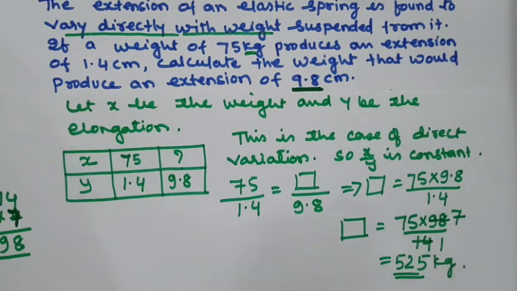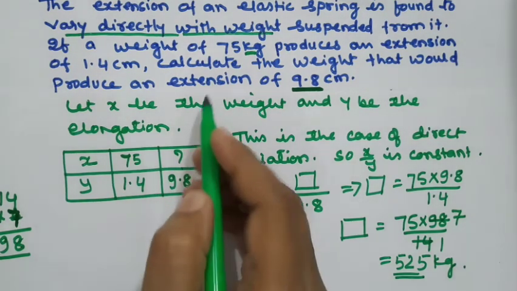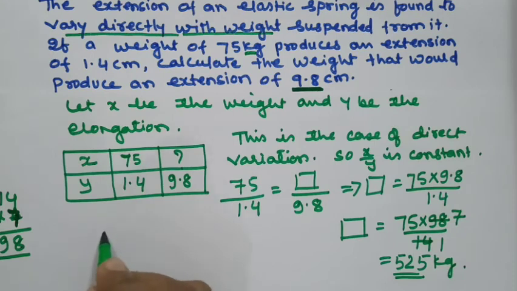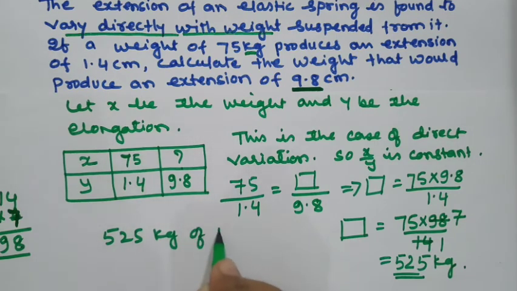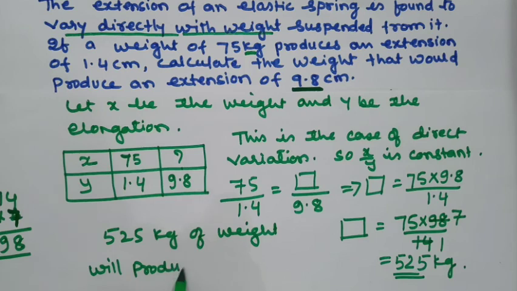What will be your final answer? Calculate the weight that would produce an extension of 9.8 centimeters. So 525 kg of weight will produce an extension of 9.8 centimeters. So this is your final answer.